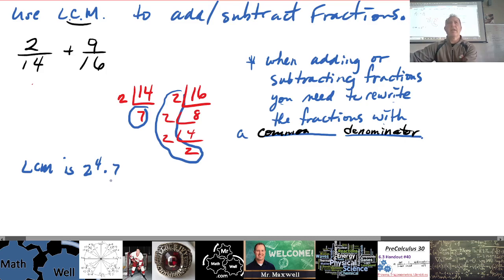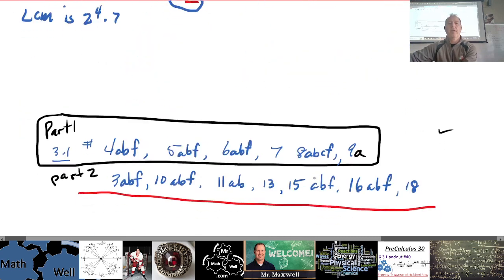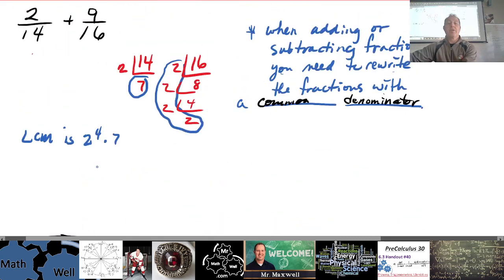So 16 times 7 is what? Was that 112? Okay. So is that 112? 16 and 7, right? Yep. So 112 is your lowest common multiple.